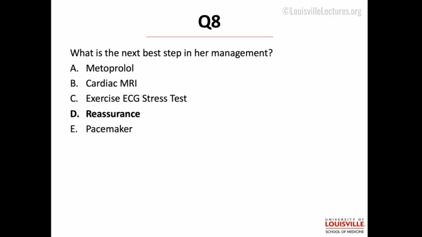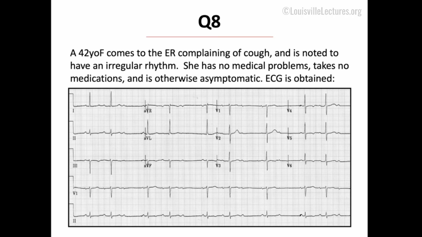So, the next step in her management is reassurance. That is because this woman has Wenckebach phenomena, right? Or a second-degree AV block type 1. This is where her PR interval is relatively normal, maybe borderline long. Then it gets longer, and then it drops. Short, longer, drops. Short, longer, drops.